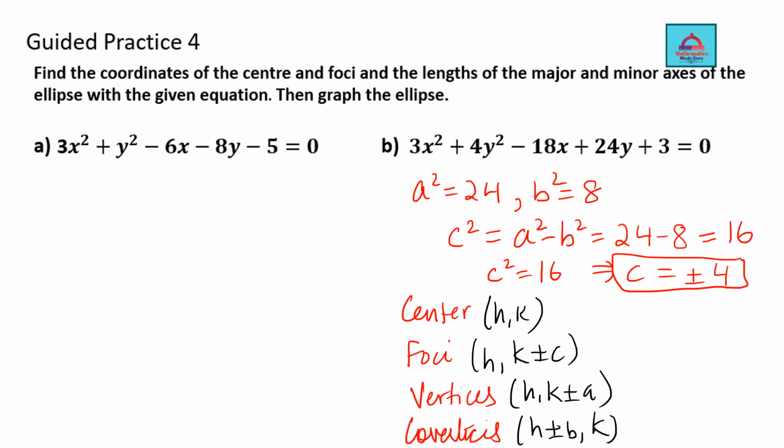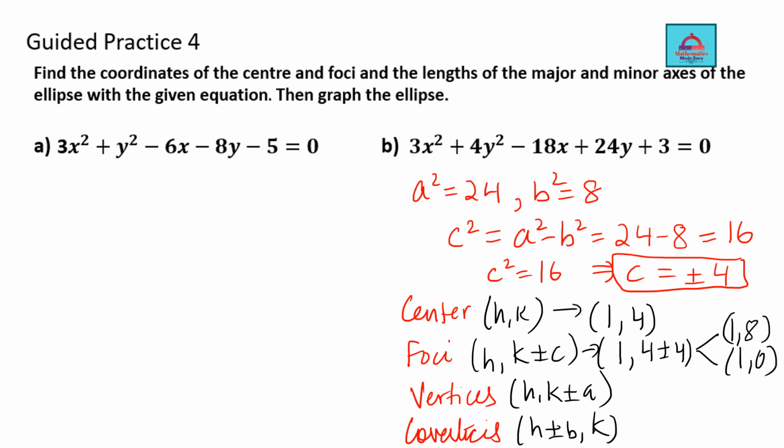So h comma k from the previous slide, because your x minus 1 whole square had been there, your h is 1 and your k is 4. Now plug in the values. C is 4, so here it is going to be 1 comma 4 plus minus 4. So the two coordinates will be 1 comma 8 and 1 comma 0. So you can check your answer.